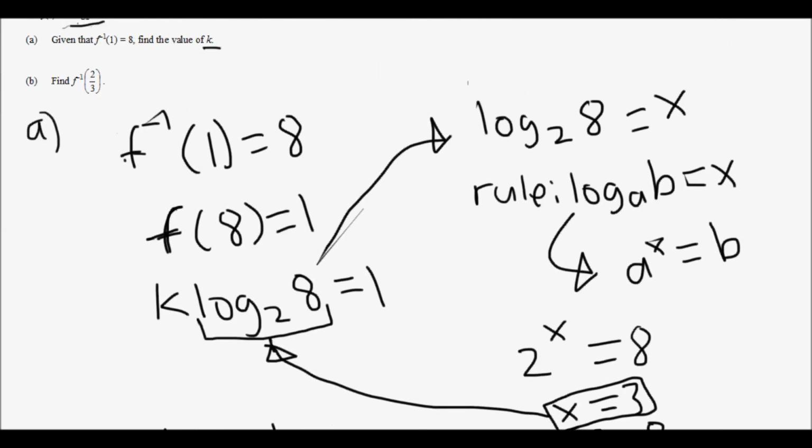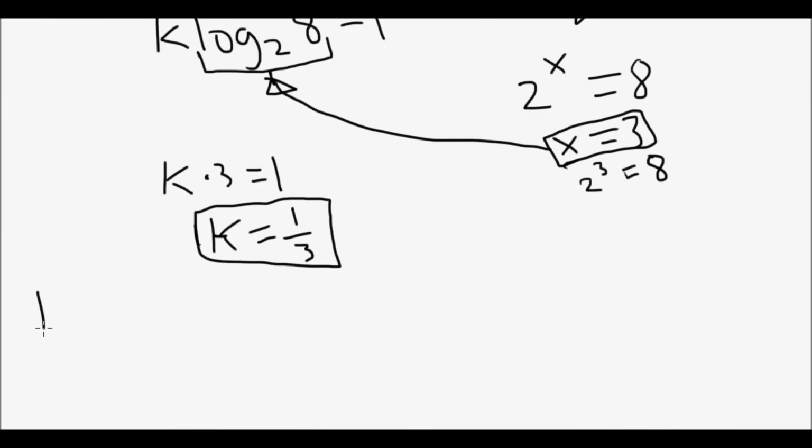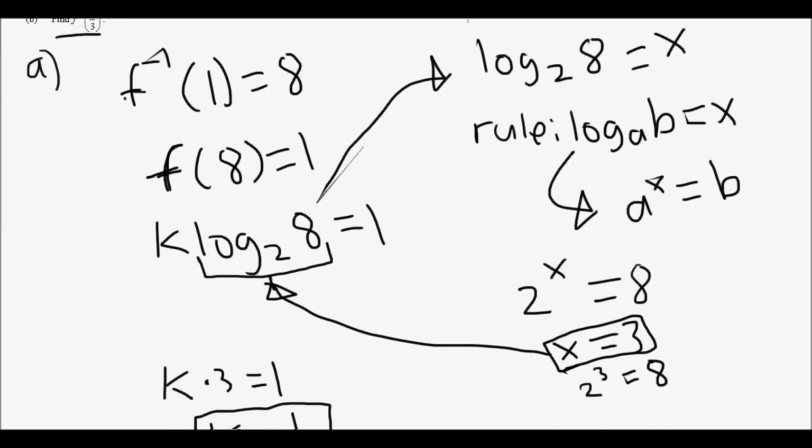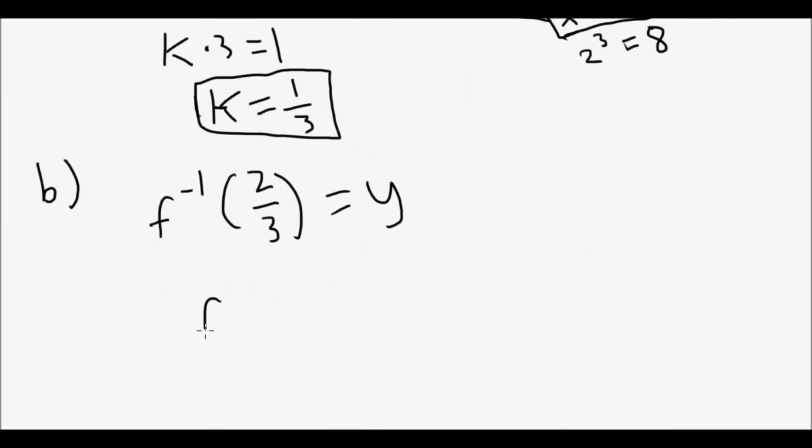Now let's look at b. b is saying to find f inverse of 2 over 3. So let's go ahead and do that. f inverse of 2 over 3 is going to equal y. Likewise, the regular function f of the inverse function of 2 over 3, of x, is going to equal 2 over 3.